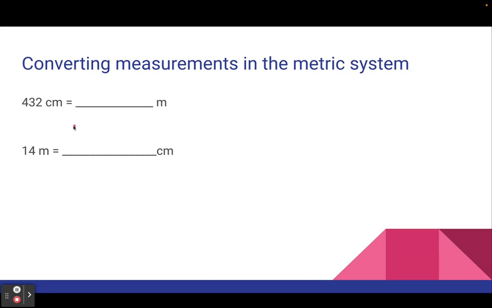And older kids might be able to just move the decimal point. So if the decimal point is here, I'm going to move it 2 spots because it's going up 2 steps. So it'll be 4.32 meters. And the opposite is true, going the opposite direction. 14 meters, I would need to move the decimal point twice. So 14 meters is 1,400 centimeters.